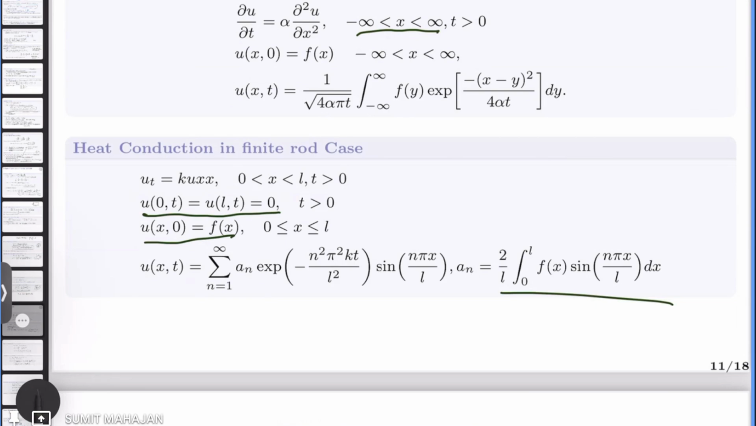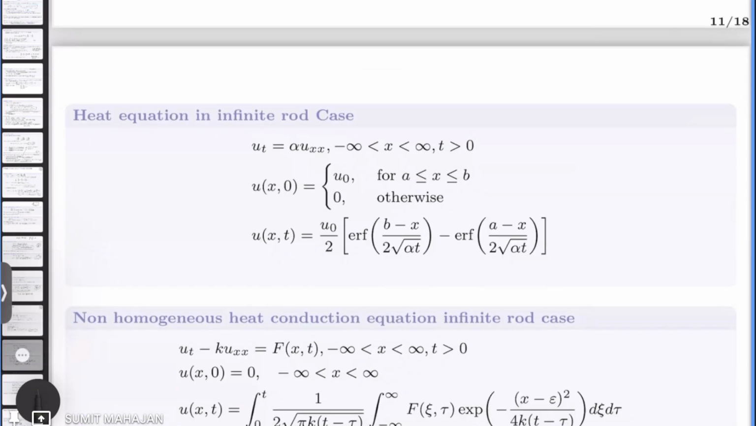This is the question. This is similar to the first question that we have discussed in today's lecture. Now again, in the case of infinite rod with data u of x comma 0 equal to u naught for a to b and 0 otherwise, the solution u of x comma t will be given by u naught upon 2 times erf of (b minus x) upon 2 root alpha t minus erf of (a minus x) upon 2 root alpha t, where erf of z is equal to 2 upon root pi integral 0 to z e raised to power minus t square dt.